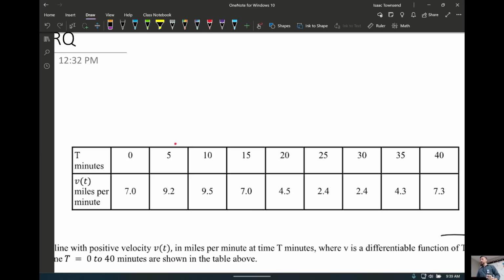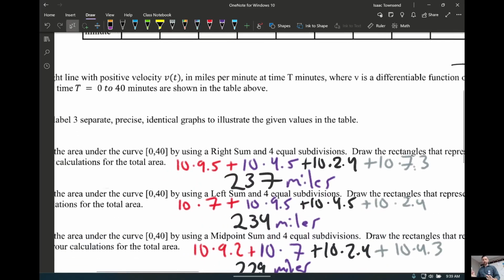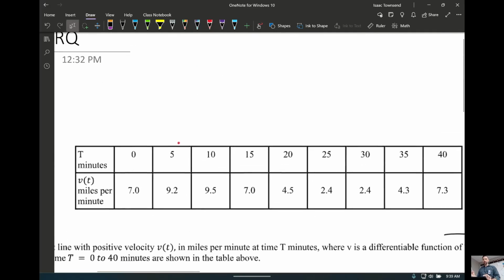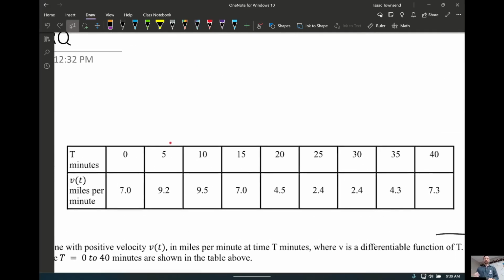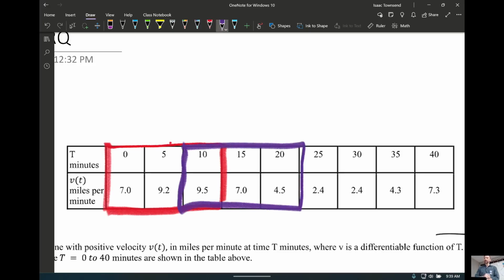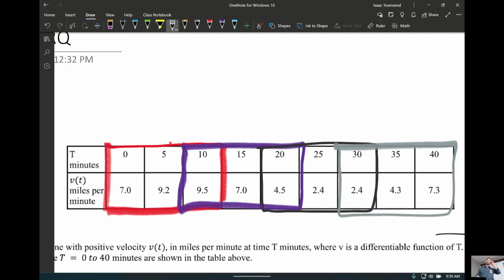But for all of these questions, this is supposed to be 4 equal subdivisions. So you can graph it if you want to. I told you that part's optional. But to me, I can visualize 0 to 10 would make up my first rectangle. 10 to 20 would make up my second rectangle. 20 to 30 makes up rectangle number 3. And 30 to 40 makes up rectangle 4. So you don't have to draw those in, but I can visualize where rectangle 1, 2, 3, and 4 is.